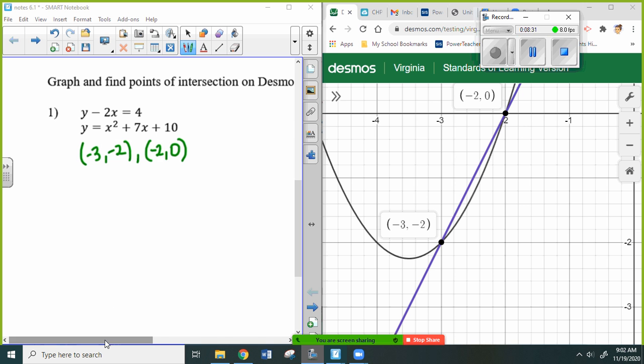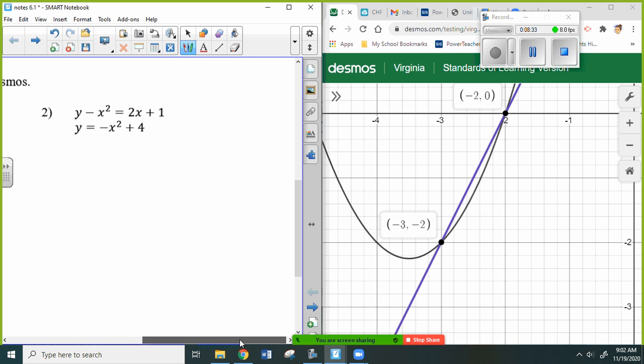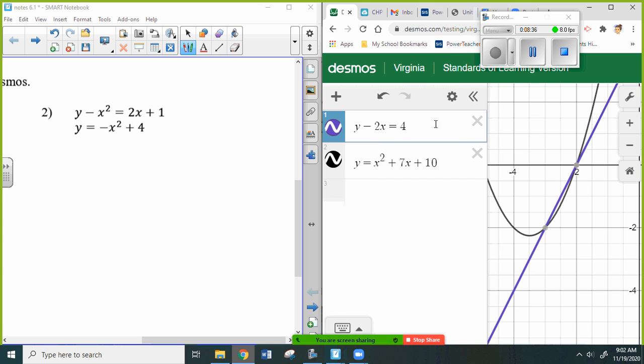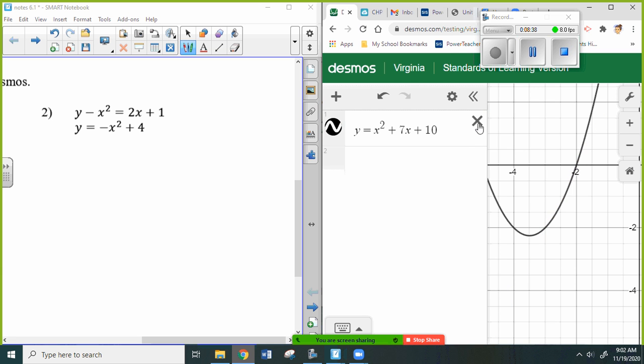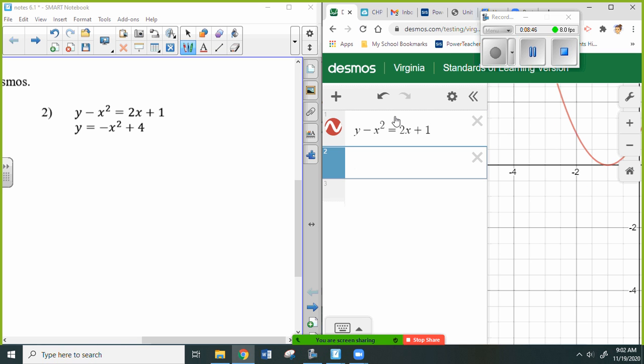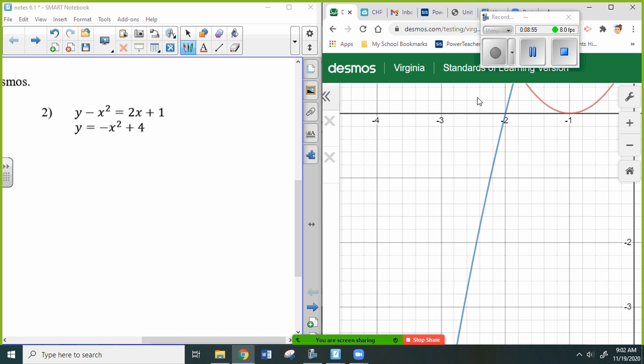Then we're going to slide over to number 2 and practice one more time. I'm going to bring up my equations again, delete my old equations, and type in my new equations. Make sure you type in the equals, make sure everything is there. You cannot leave anything off. And then hide your equations.